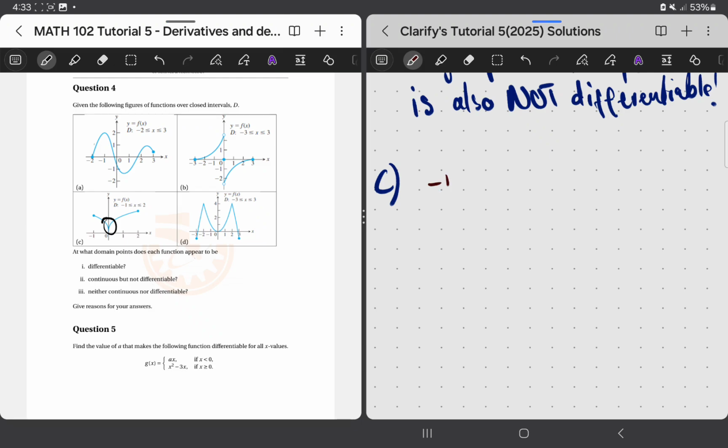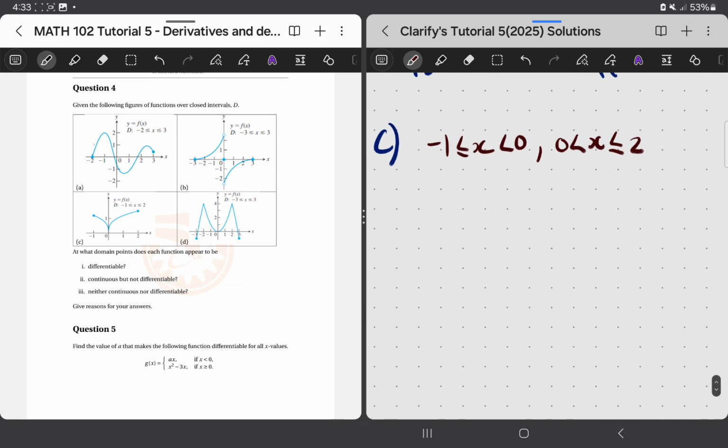So we can say from -1 less than or equal to x, we are including -1 because you see this shaded dot, so we are including it. But we are not including 0 because there's a point at 0. And then we are not including 0, just after 0 and all the way to 2. So you say this and this. These are the intervals or points where we have this.